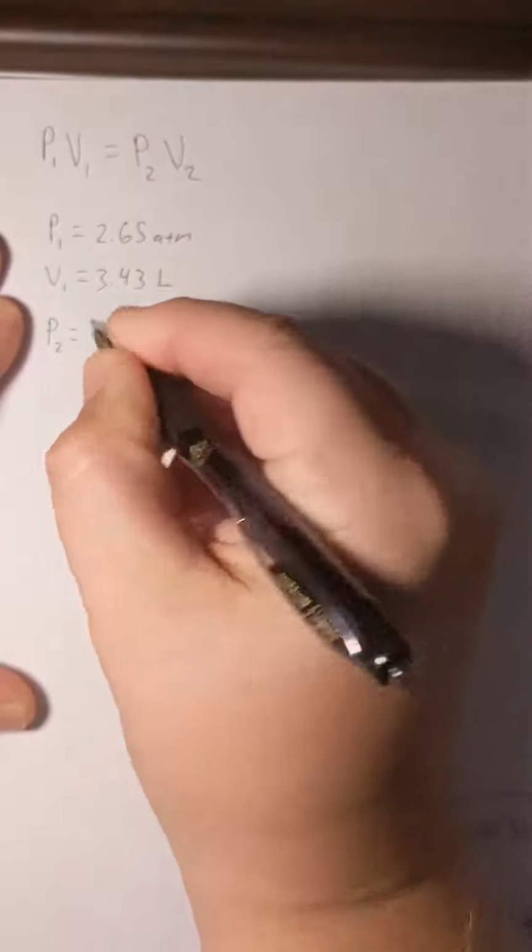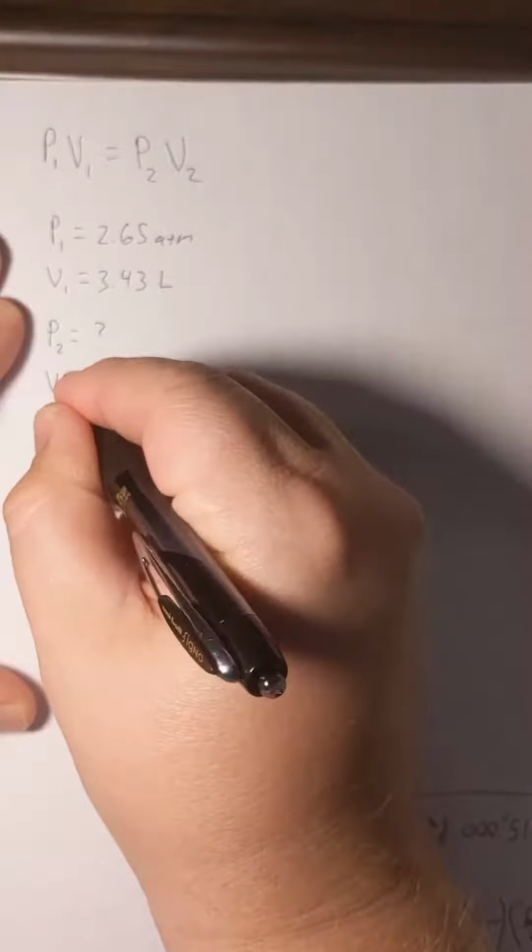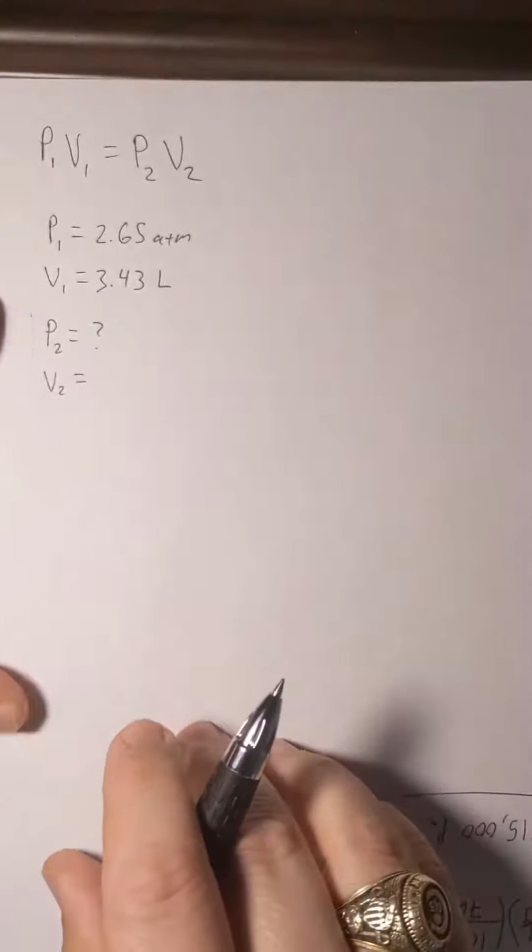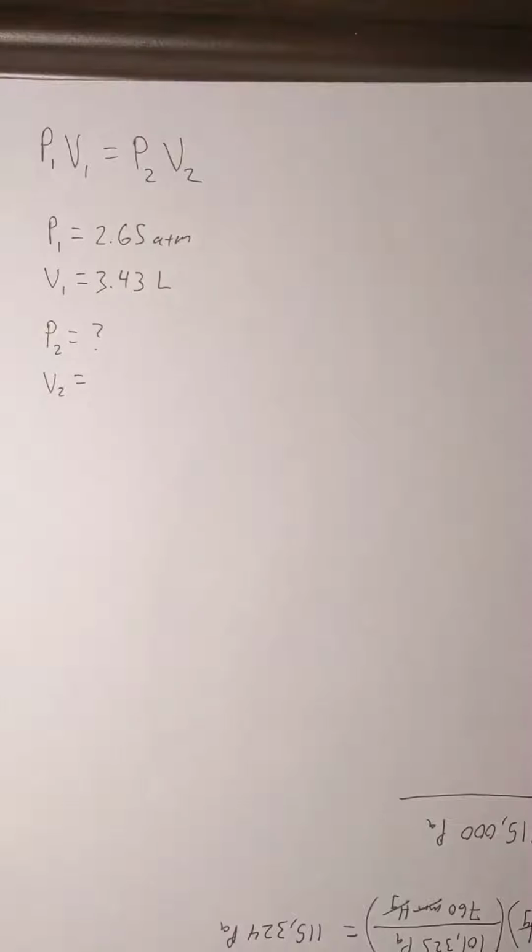Our pressure 2 is what we'd like to find out. And volume 2 will be the volume after we move it to the second container. And that second container has a volume of 1.25 liters.